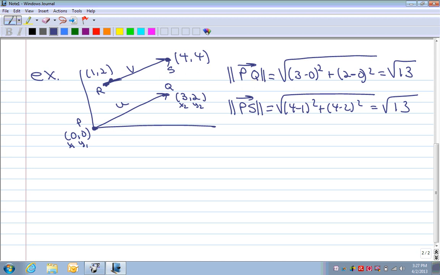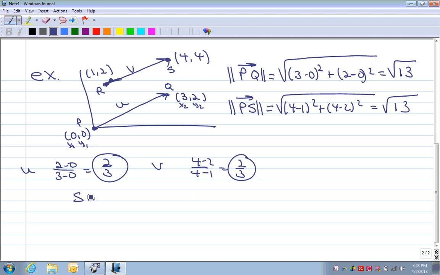Now, if I go through and calculate a slope, the first slope would be 2 minus 0 over 3 minus 0, which would be 2/3. And that would be vector U. For vector V, the slope would be 4 minus 2 over 4 minus 1, which again would be 2 over 3. So again, they have the same slope and the same magnitude. Because they have the same slope, they are both traveling in the same direction.